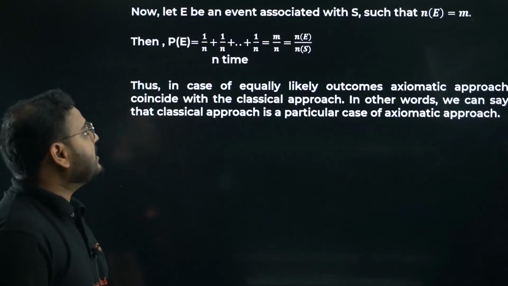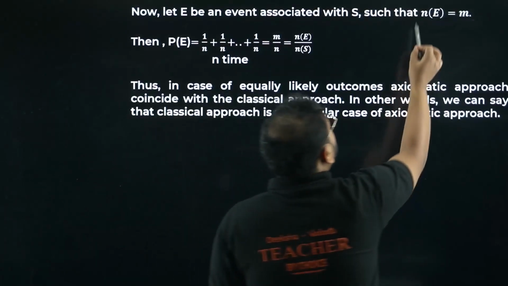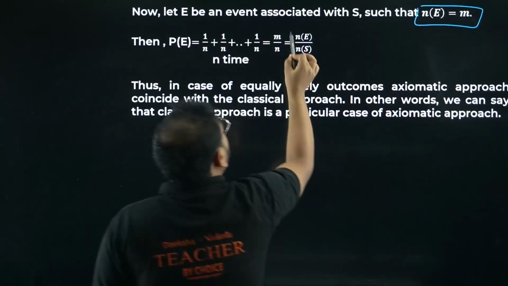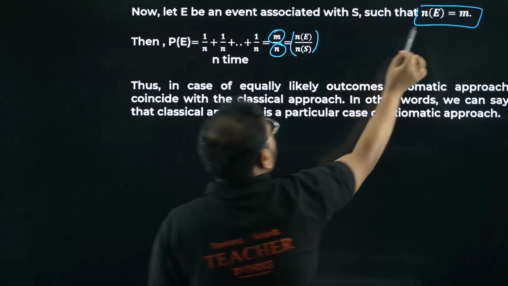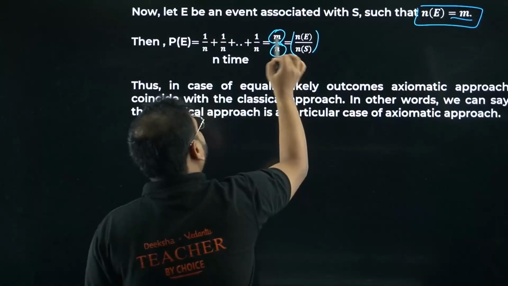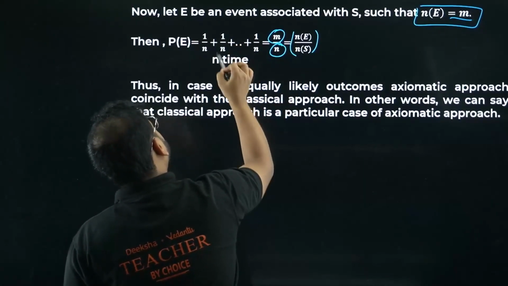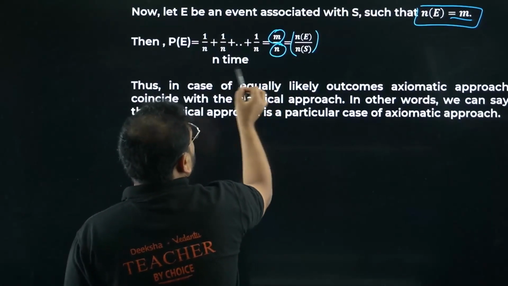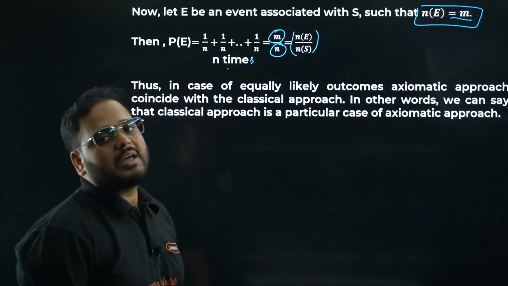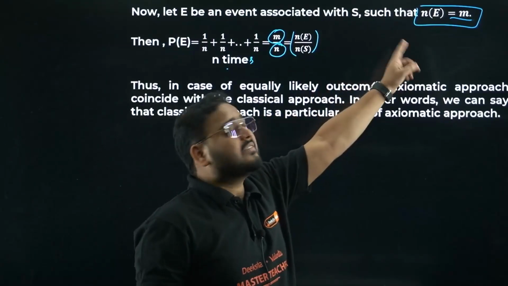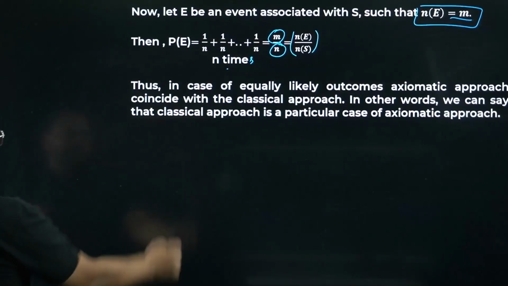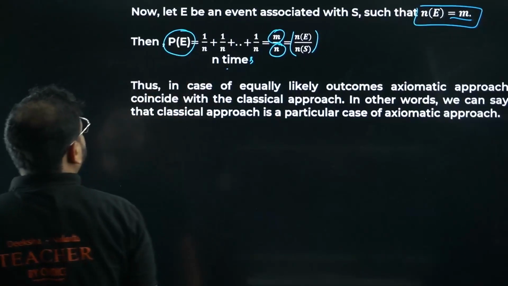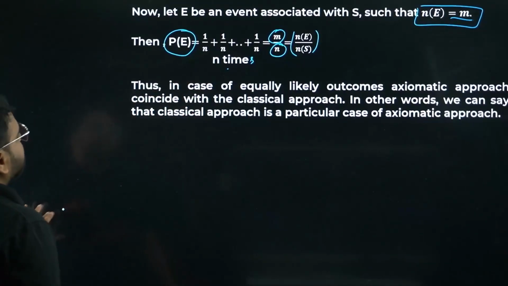Now let E be the event associated with S such that n(E) is given as m. We can write this as n(E) by n(S), it will become m by n. Please check: 1 by n plus 1 by n, m times, you'll have m by n. Why m by n, sir? Because n(E) is given as m. You're looking for the probability of the event E, right? That's why. So let's move on now.